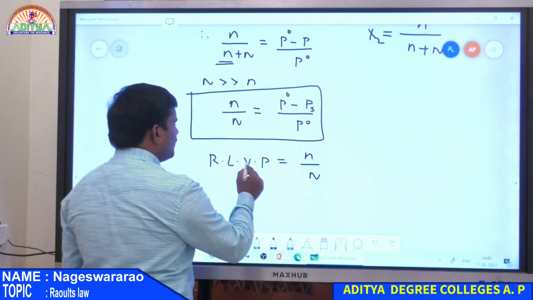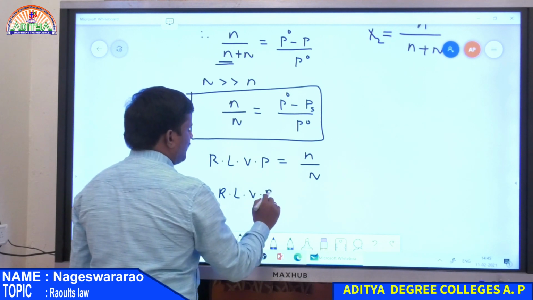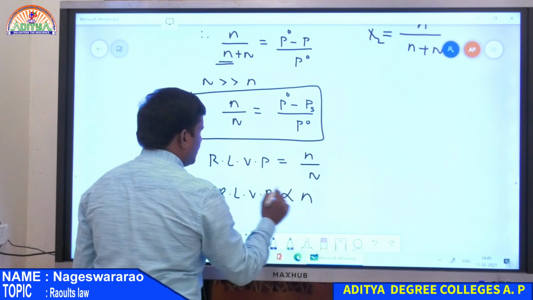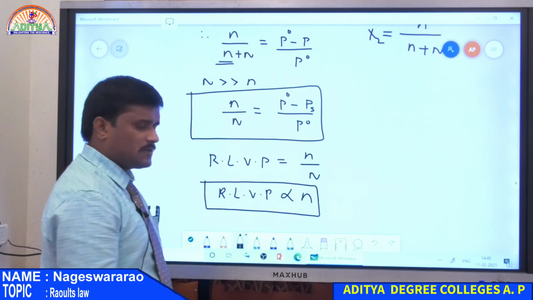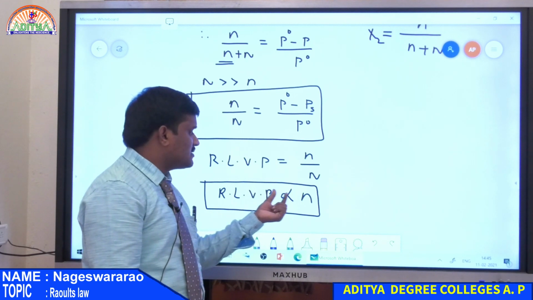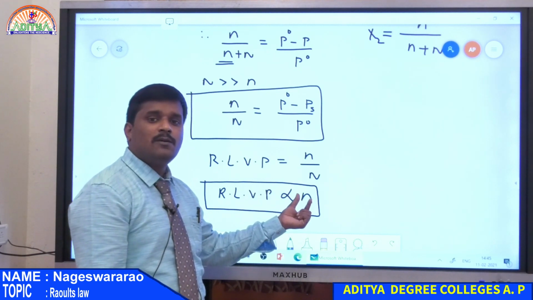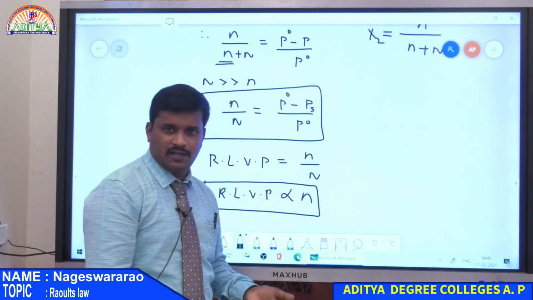Therefore RLVP is directly proportional to n. Relative lowering of vapor pressure is always directly proportional to n. What is n? n is nothing but the number of moles of solute. Therefore relative lowering of vapor pressure is directly proportional to the number of moles of solute. Therefore it is a colligative property.